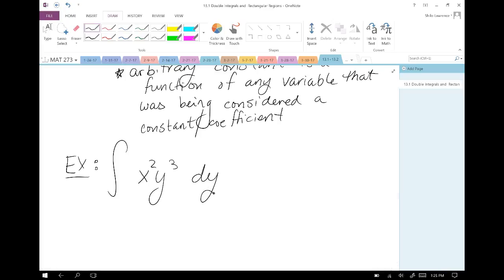Exact same function, x squared y cubed. This time we're going to integrate with respect to y. So that means we're going to apply antiderivative rules to the y, and we're going to treat the x like a constant or coefficient, depending on how and where it appears.